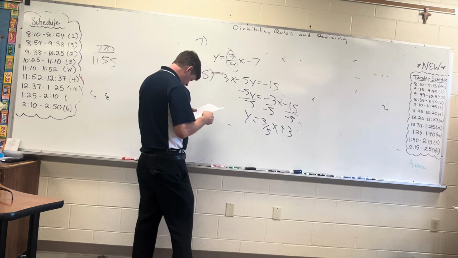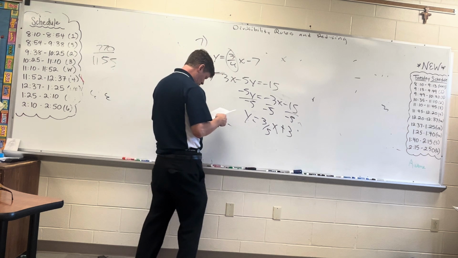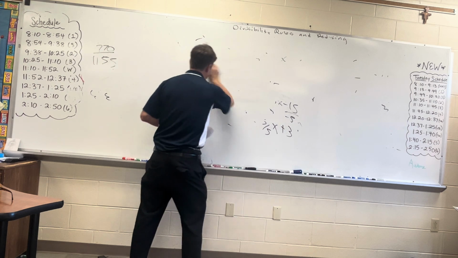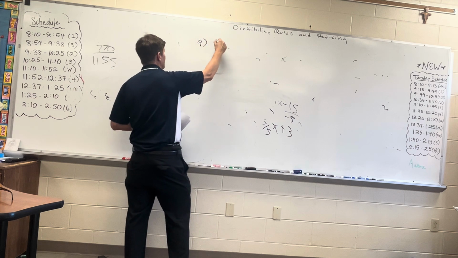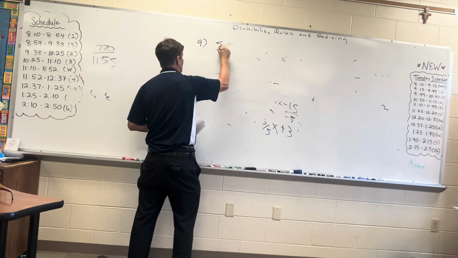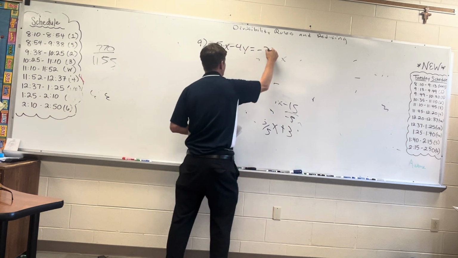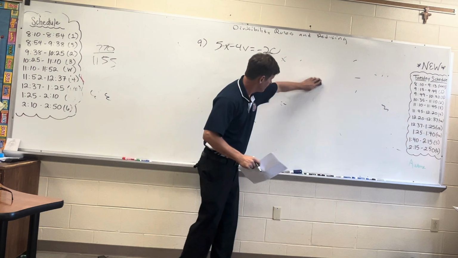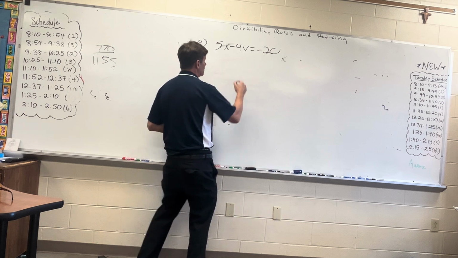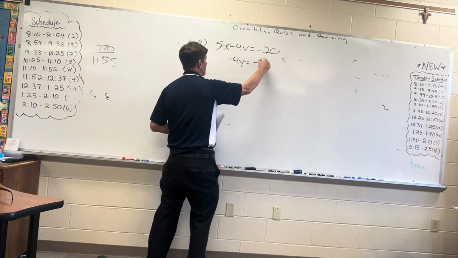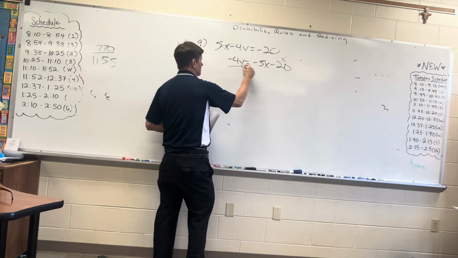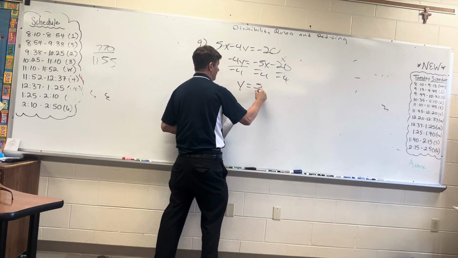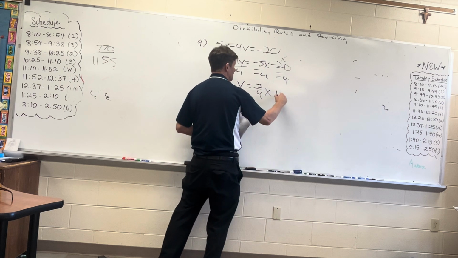Okay, for number 9, for the equation 5x minus 4y equals negative 20. Sorry, I know I'm being really sloppy, I'm going fast. It says, what's the slope? Okay, well, again, get the y alone. Negative 4y equals negative 5x minus 20. Divide everybody by negative 4. Y equals 5/4 x, because negative over negative is positive, plus 5.